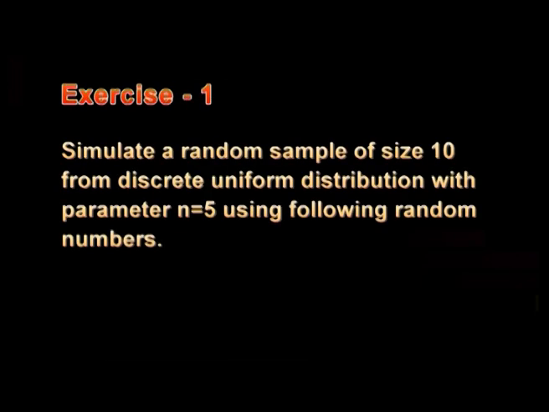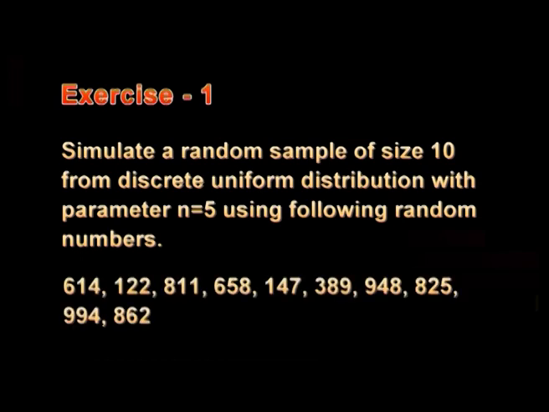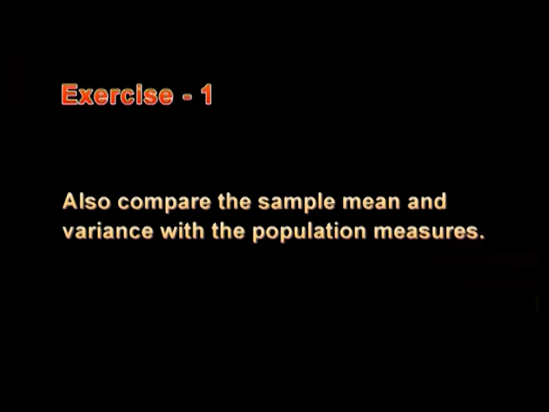In the first exercise, we are required to simulate a random sample of size 10 from a discrete uniform distribution with parameter n equal to 5 using the random numbers given, which are 614, 122, 811, 658, 147, 389, 948, 825, 994, 862. Also, we are required to compare sample mean and variance with the population measures.